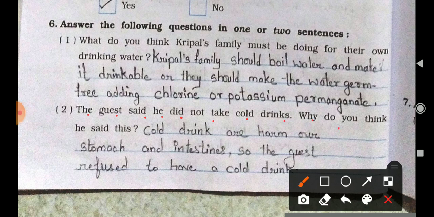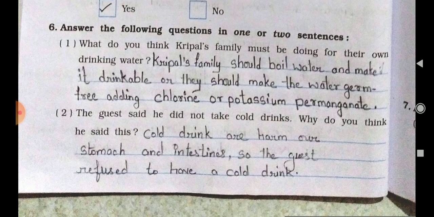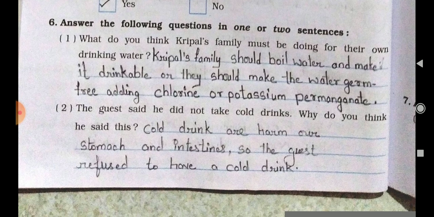Second question, the guest said he did not take cold drinks. Why do you think he said this? Answer: cold drinks harm our stomach and intestines, so the guest refused to have a cold drink. So that's why we should not drink too many cold drinks, harmful drinks, soft drinks. Okay, now come to the next page.